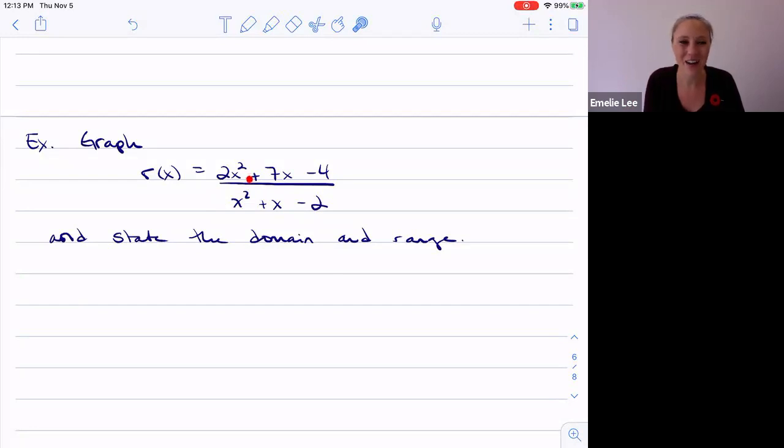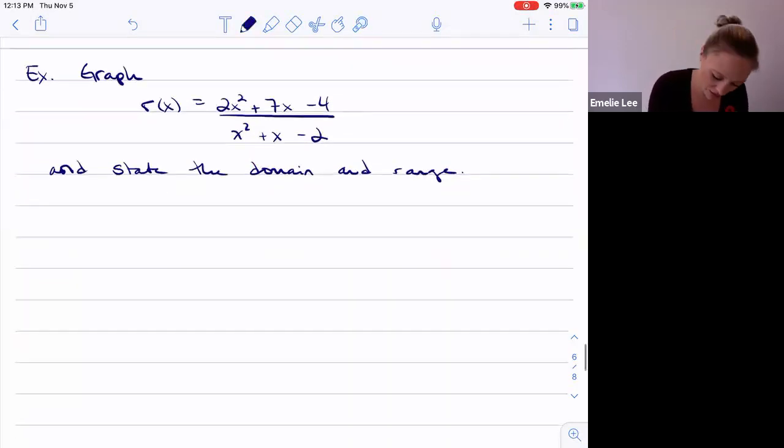Already, we know what the horizontal asymptote is, right? These degrees are the same, so we know it's going to be 2 over 1. There's a horizontal asymptote at 2. Right? So we already know a lot about this without even starting. Okay, so the first step, right, is to factor this thing.